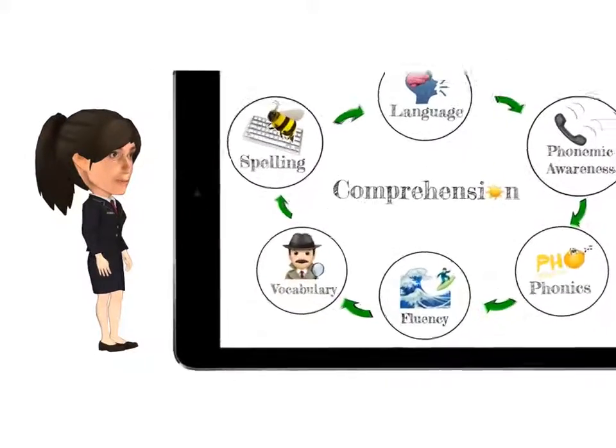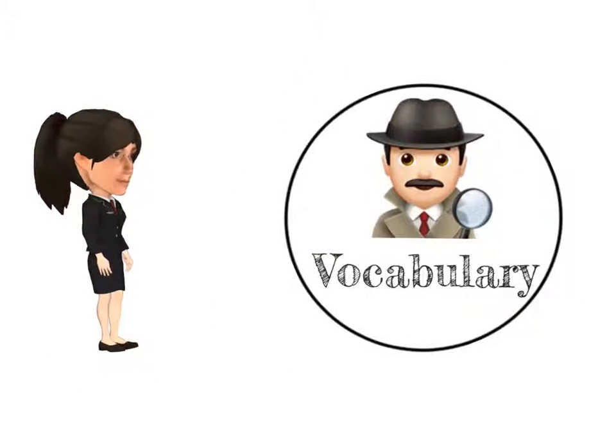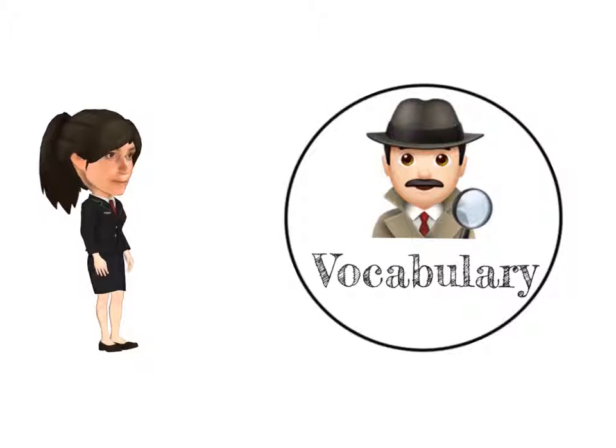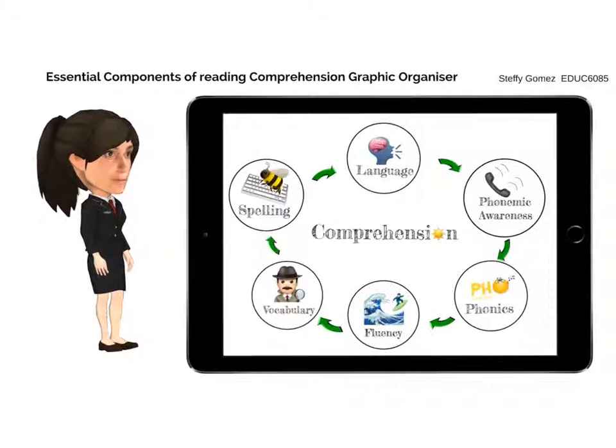Now, next is vocabulary. Vocabulary is an essential part of comprehension. So the larger the reader's vocabulary, the easier it is to make sense of the text. Am I right? So the aim is to expand our vocabulary. And how do we expand that? By becoming investigators and looking for new words, which is why I have chosen this emoji to represent vocabulary.